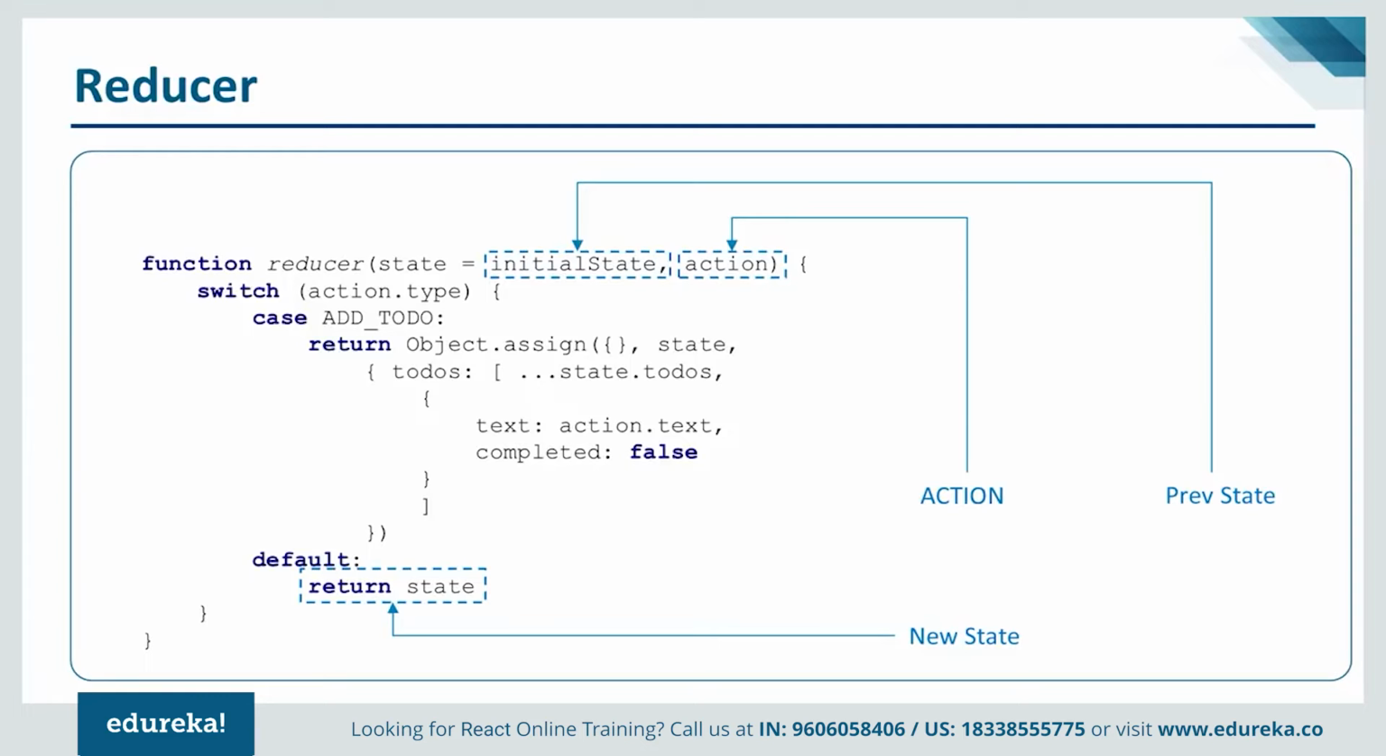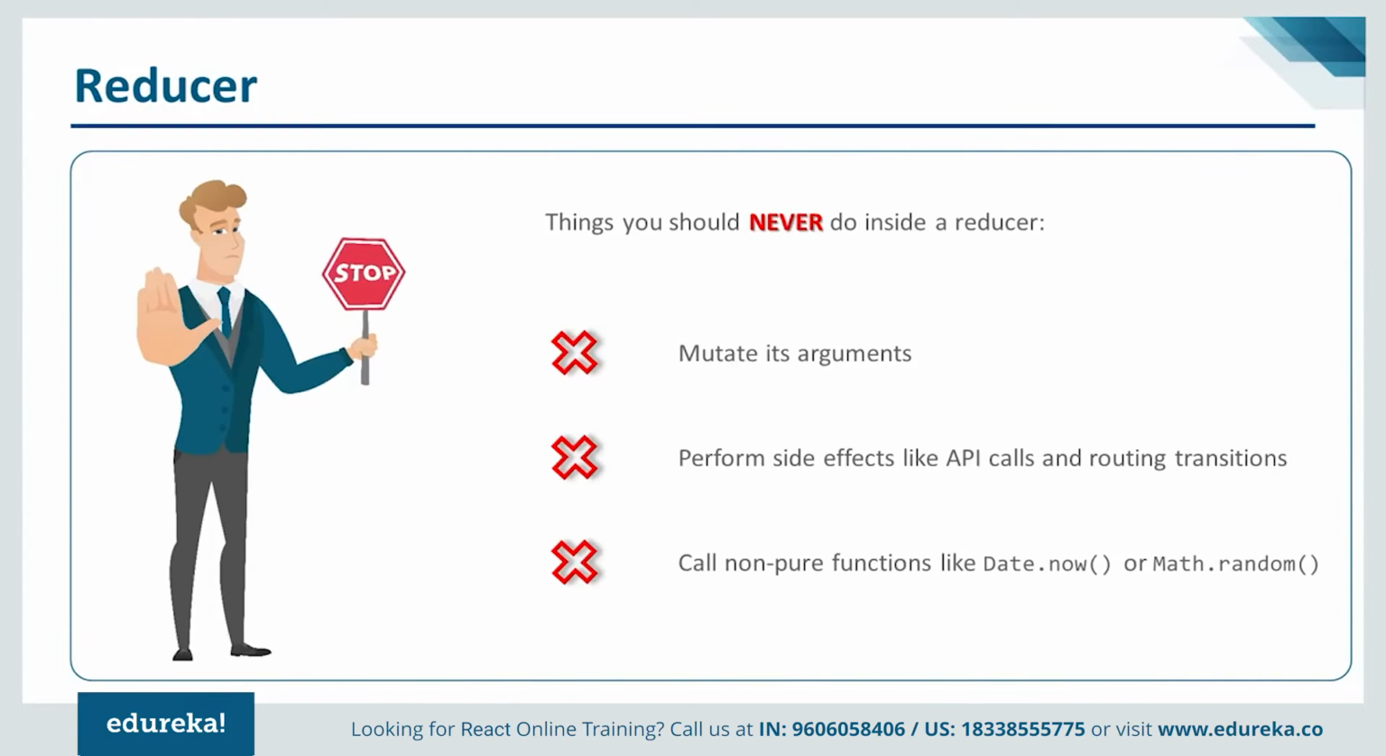The other one will always be action, which needs to be implemented, and it will always return a state which will be the new state. Now please remember things which you should never do inside a reducer, because since they are pure functions, they do not manipulate the input parameters. So you should not mutate its argument. You should not try to change its input parameter. You should not perform side effects like API calls and routing transitions. And you should not call non-pure functions like Date.now or Math.random, which manipulate or change the input values. You should not use these three things in reducer functions.